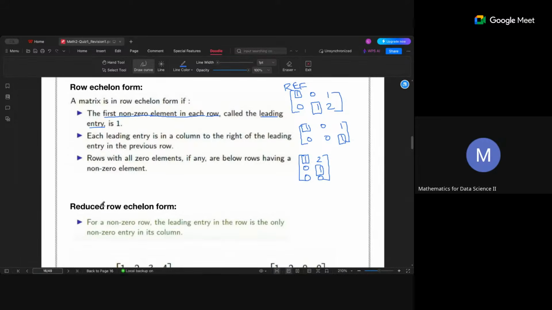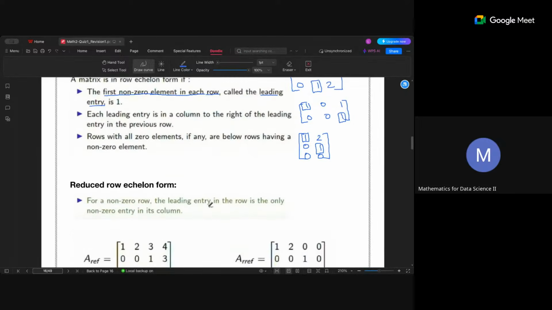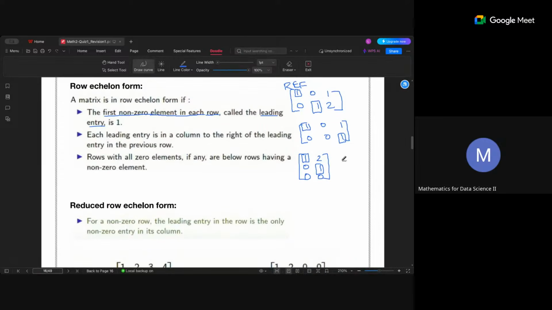Okay. Now what is meant by reduced row echelon form? So for a non-zero row, the leading entry in the row is the only non-zero entry in its column. So for example, take this matrix. Now this is a leading entry, this is a leading entry. For the first column containing the leading entry, this is the only non-zero entry. What about this one?